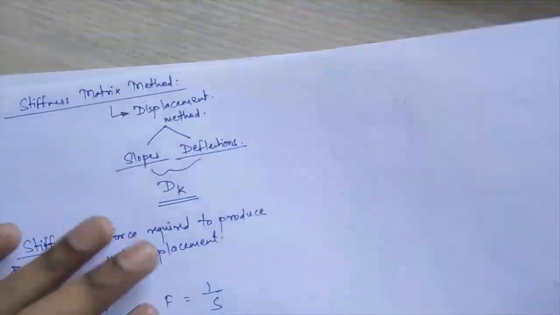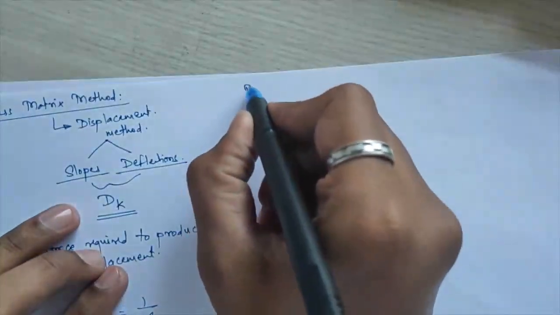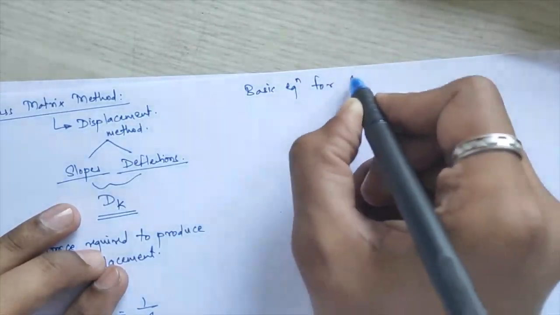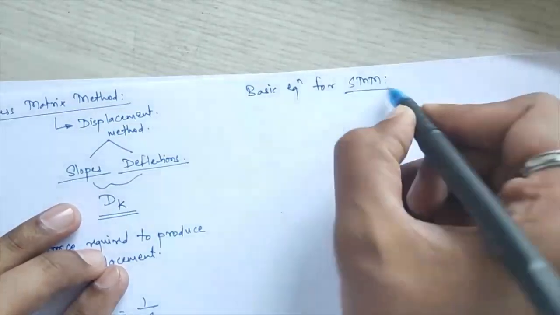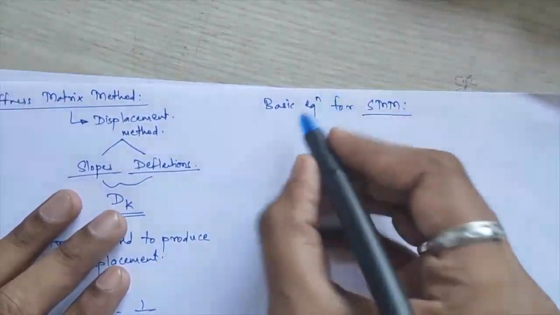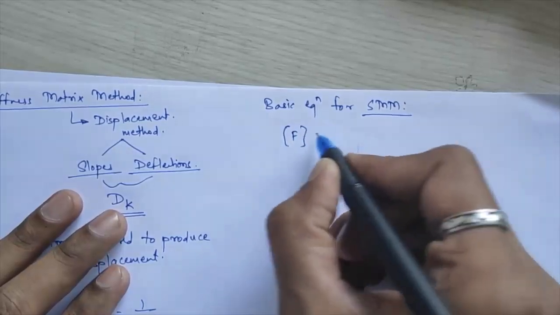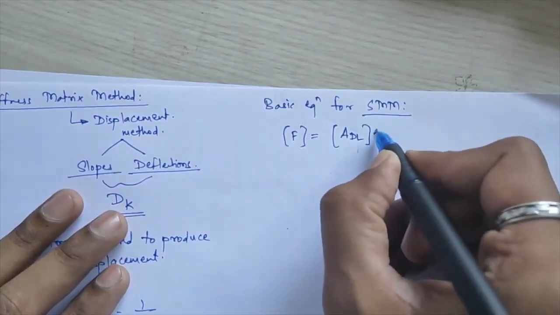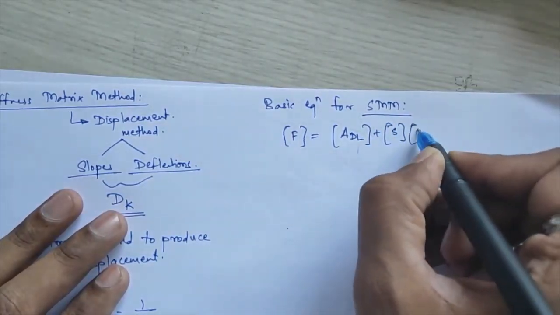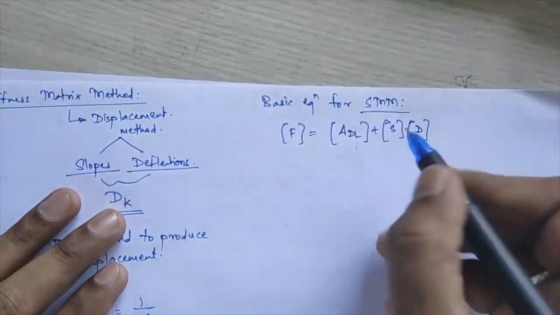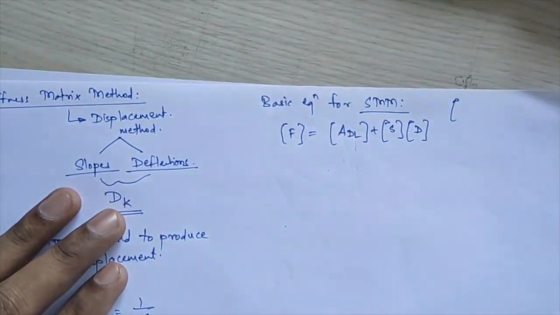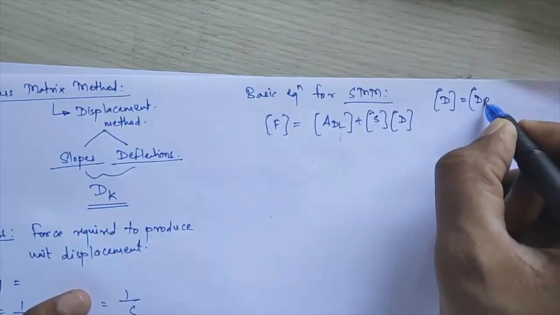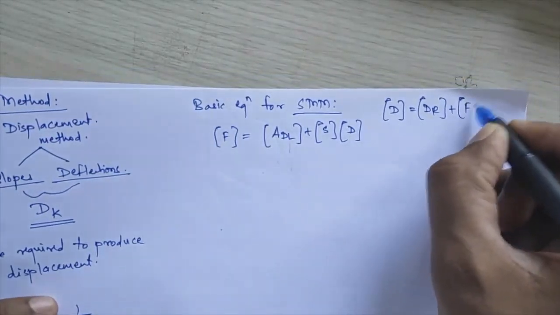Now we will see the basic equation for the stiffness matrix method, SMM I'll write. That is, your force produced F is equal to AD L plus S times D. Like our flexibility matrix method, which was D is equal to D R plus F into R.